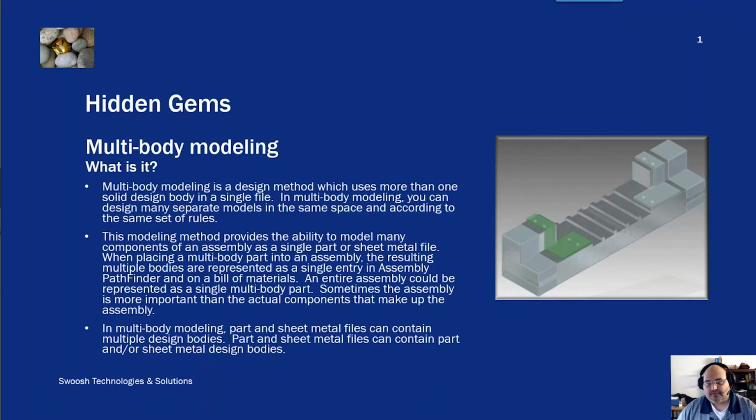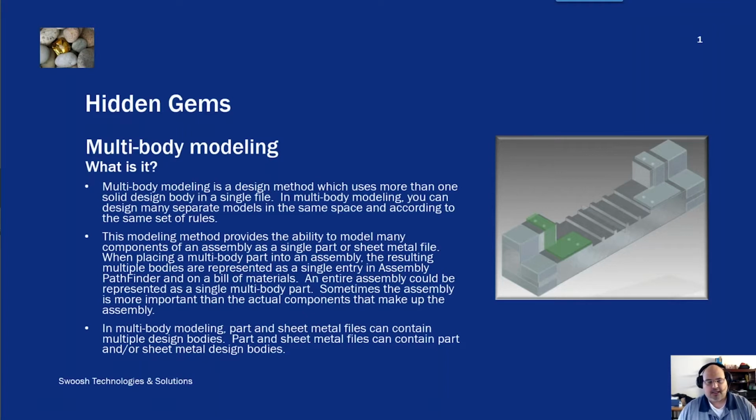Now, multi-body can consist of regular part files, and you can mix different component pieces, so you can have sheet metal files in there too. They just behave according to certain rules that you have to follow. With sheet metal, you can't have two disjointed pieces, and with part files you can. One other thing is the material: once it's set, it gets shared.